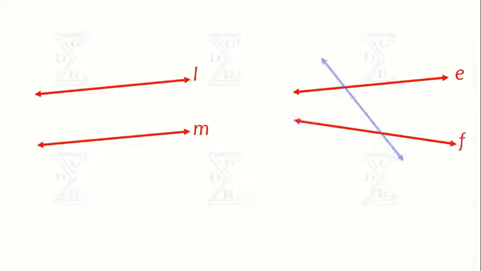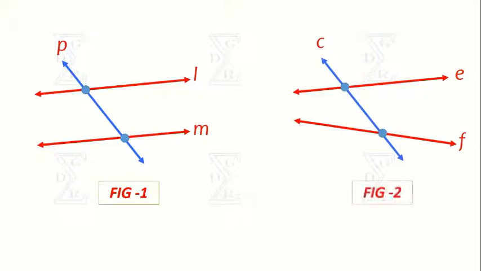Now, observe the two figures. These are transversals because, according to the property of a transversal, the line P in figure 1 and the line C in figure 2 are intersecting at two distinct vertices. Hence, the two figures are transversals, but the difference is that in figure 1, lines L and M are parallel, and in figure 2, lines E and F are not parallel.